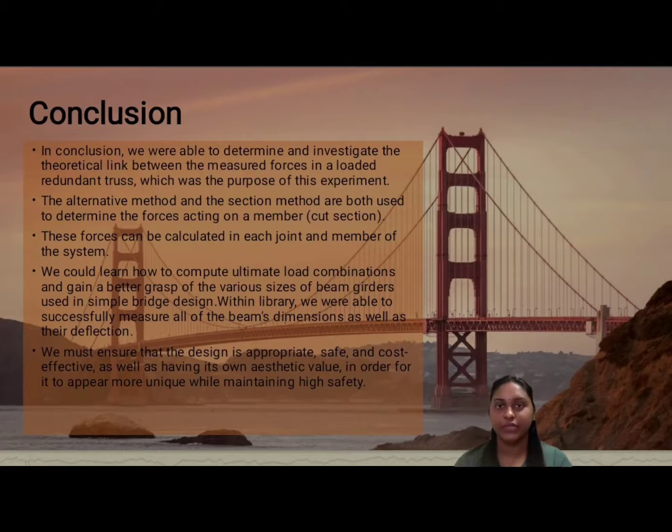In conclusion, we were able to determine and investigate the theoretical link between the measured forces in a loaded, redundant truss, which was the purpose of this experiment. The alternative method and the section method are both used to determine the forces acting on a member, which is called a cut section. These forces can be calculated in each joint and member of the system. We must ensure that the design is appropriate, safe and cost-effective, as well as having its own aesthetic value, in order for it to appear more unique while maintaining high safety.